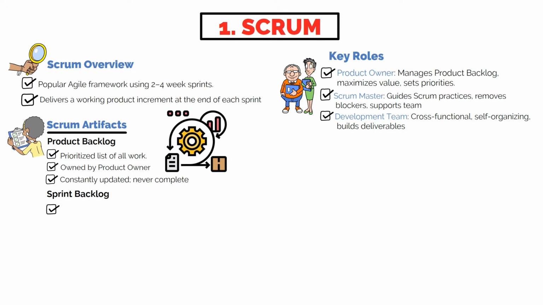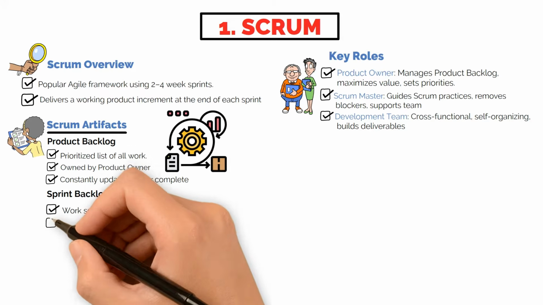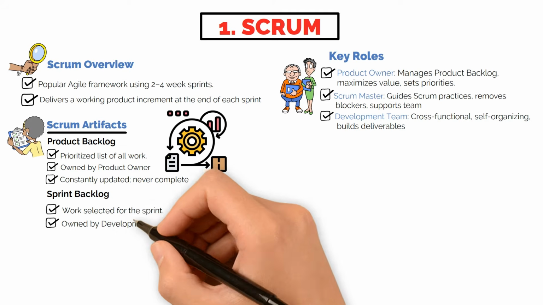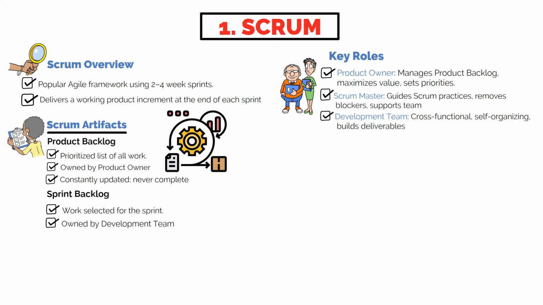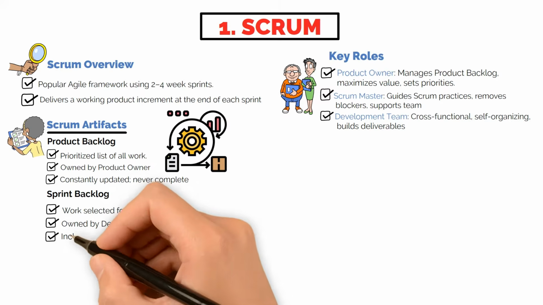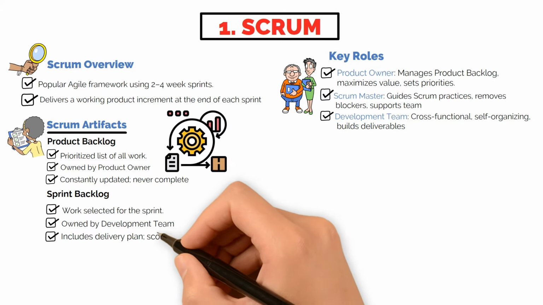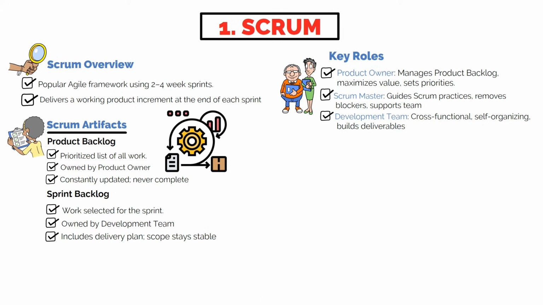Sprint backlog. This is a subset of the product backlog that the team commits to completing during a sprint. It is owned by the development team. It includes selected backlog items and a plan for delivering them. It's flexible during the sprint in terms of how the work is done, but the scope generally stays stable.